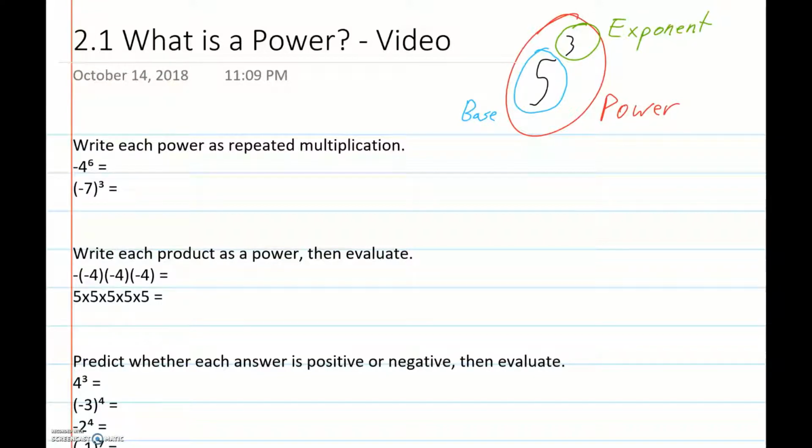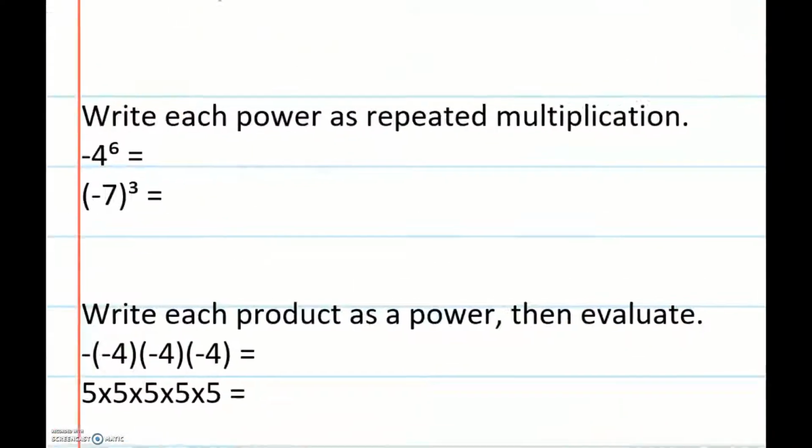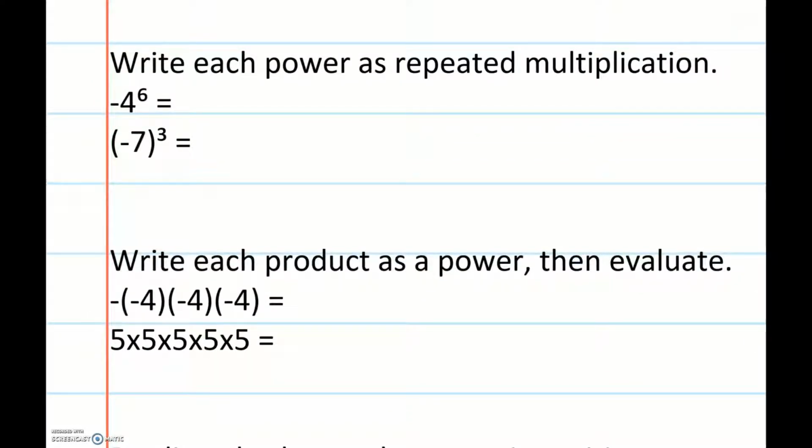Alright, so with those definitions out of the way, we can move on and use those to help answer questions. So we're going to get started right here. Write each power as repeated multiplication. So we're going to have to notice two different things. The biggest thing is to notice that the exponent is only talking about whatever is directly to the left. Maybe I'll use a different color. Directly to the left. So 6 is talking about the 4. 3 is talking about not the 7, but the bracket.